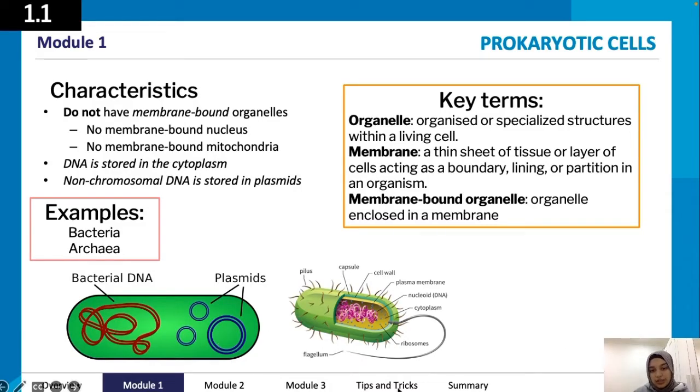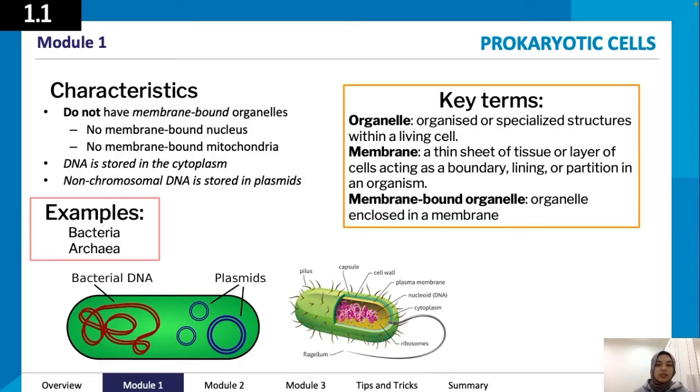Okay, so we've got the diagram here of the prokaryotic cell. We've got the key terms here as well, in case you were a little bit confused as to some of the terms I'm referring to. We've got organelle, which is an organized or specialized structure within the living cell. We've got membrane, which is a thin sheet of tissue or layer of cells acting as a boundary, lining, or partition in an organism. And membrane-bound organelle, which is an organelle enclosed in a membrane. So those are the three.